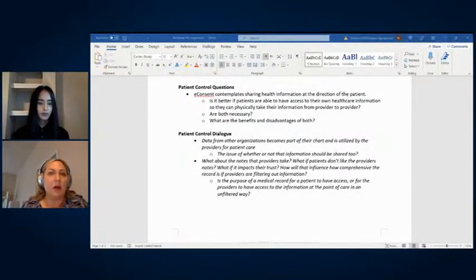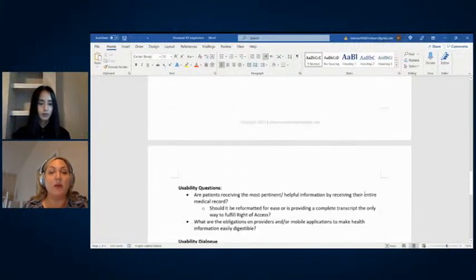And really, that is all being pushed by the whole idea of self-determination and choice. And then the last section we talked about was really around usability, because as everyone on the call is probably familiar, the 21st Century Cures Act is pushing for patient access through electronic mechanisms like APIs, application programming interfaces.